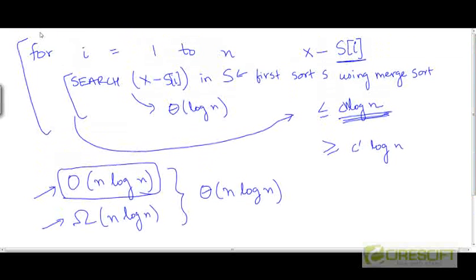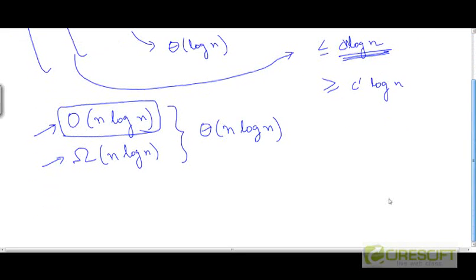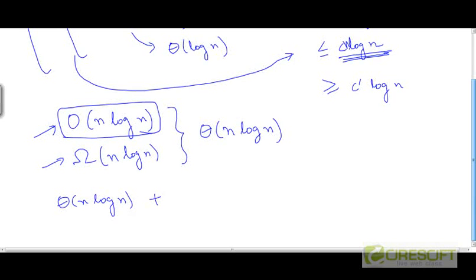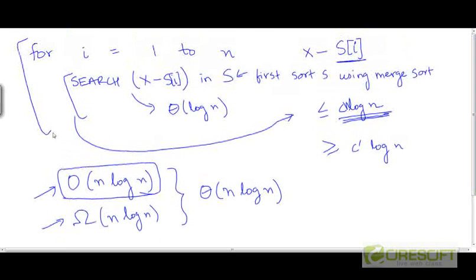So to summarize, what the algorithm does is it first sorts the set S using merge sort, and that takes time theta of n log n. And then the algorithm runs a single loop where, for I varying from 1 to n, you search for x minus s of I in S.